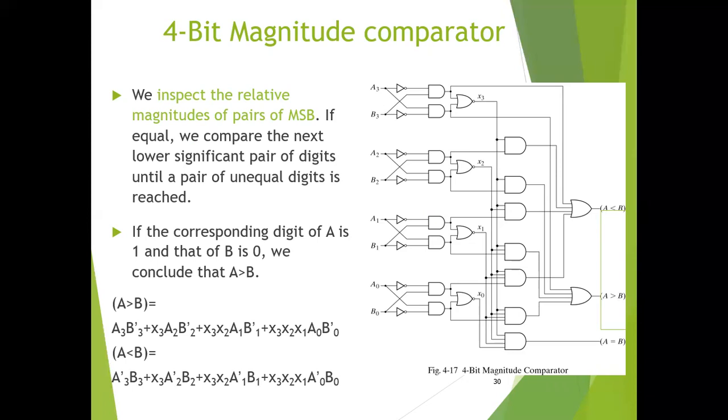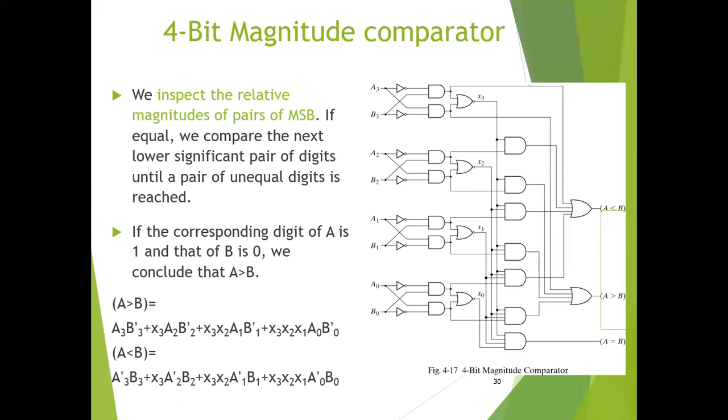And we can see that the gate implementation is shown in this figure of the 4-bit magnitude comparator, which is derived from these Boolean expressions. It involves a certain amount of repetition, and unequal outputs can be generated by the same gates that are needed to generate the equal output.